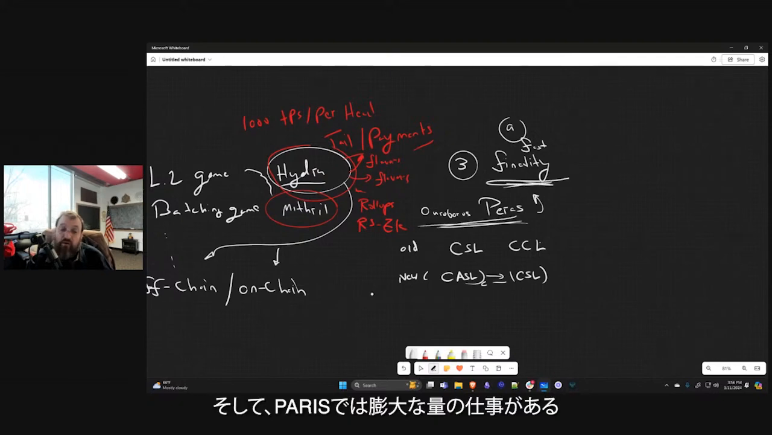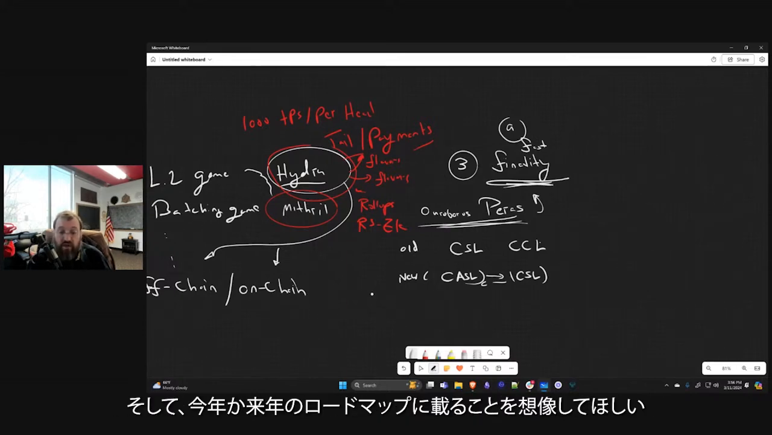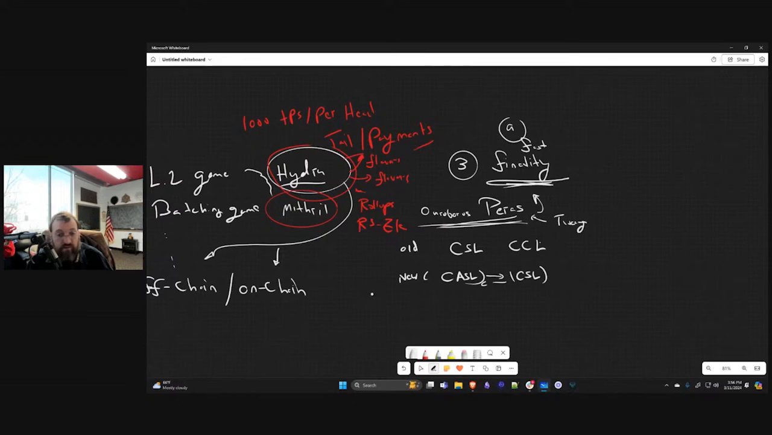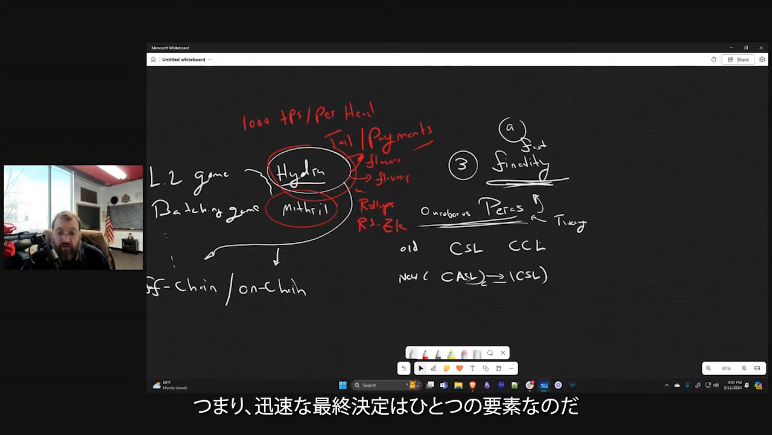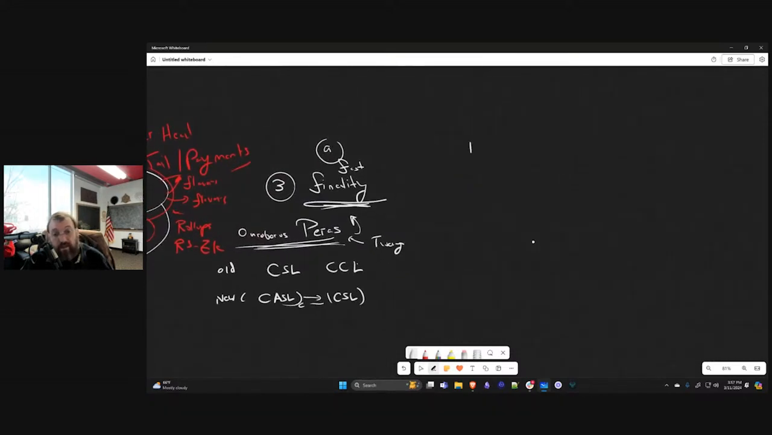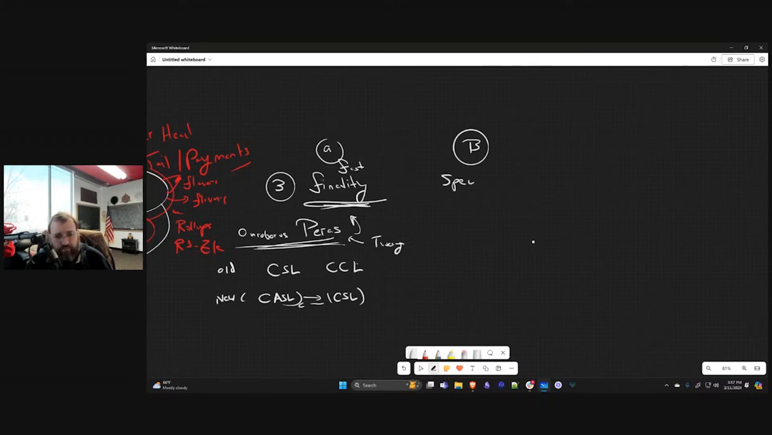And there's an enormous amount of work with Paris. And that's something that's near horizon, in that it's something that we can conceive and imagine being in the roadmap this year or next year. The same team that's actually implementing Genesis, Twig, is likely going to be the implementation team for Paris, depending upon negotiations. So fast finality is one component. No matter how much throughput you want, your settlement times should always be going down. Second, you have this concept of, okay, I want to have special networks that provide services.